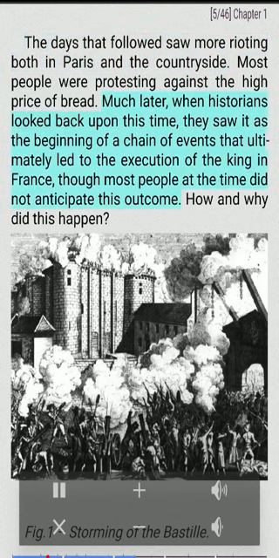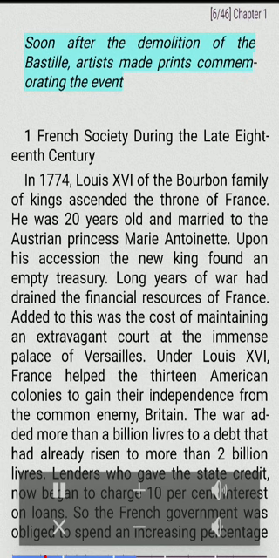The days that followed saw more rioting both in Paris and the countryside. Most people were protesting against the high price of bread. Much later, when historians looked back upon this time, they saw it as the beginning of a chain of events that ultimately led to the execution of the king in France, though most people at the time did not anticipate this outcome. How and why did this happen?